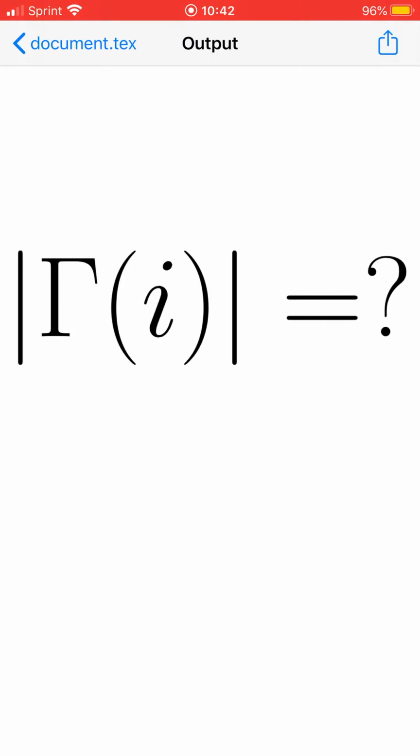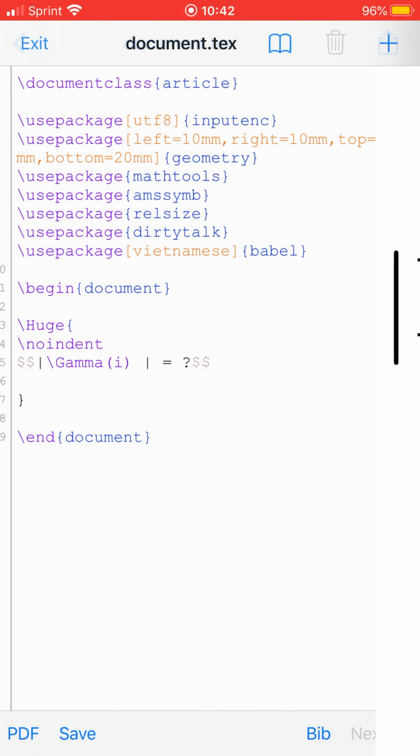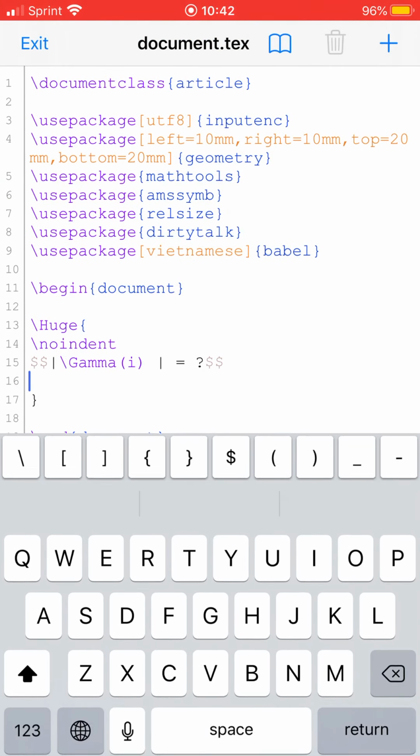In this video, I'm gonna show you how to find the modulus of gamma of I. Here I is the imaginary unit, square root of -1. So I'm gonna get back to the LaTeX codes to type some equations.